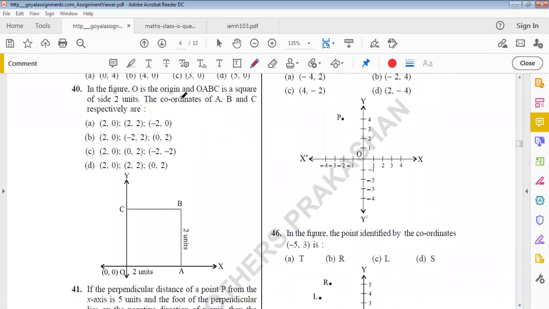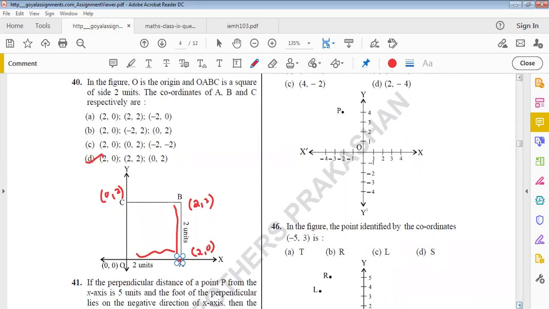Okay, in the given figure, O is the origin, OABC is a square of side 2 units. The coordinates of the points A, B, C: A, from here 2 units, so (2, 0). Then from here to here, 2 units, it lies on the y-axis, so (0, 2). And B, 2 units from here and 2 units from here, so totally (2, 2). So (2, 0), (2, 2), (0, 2). This one. Order is very, very important.